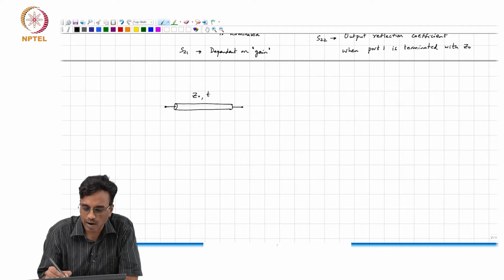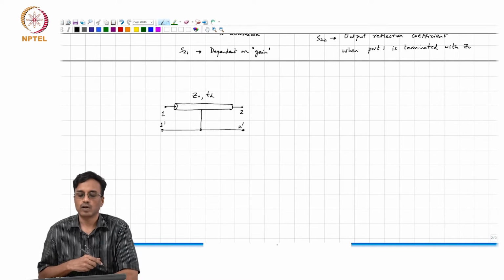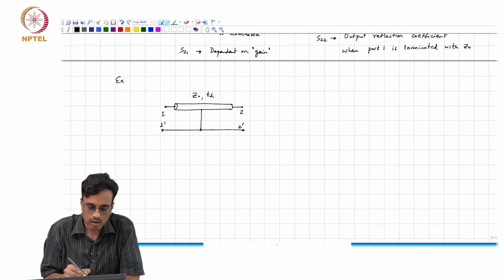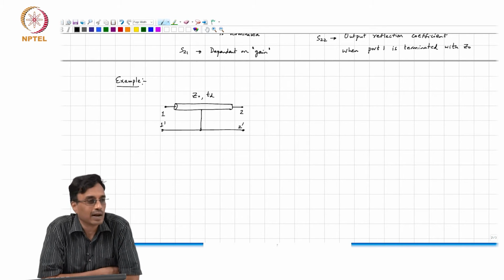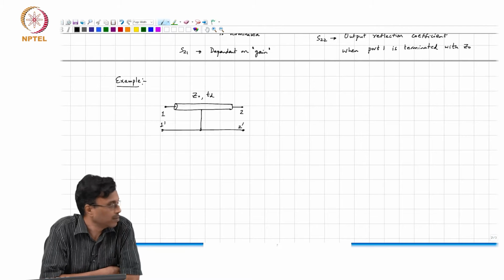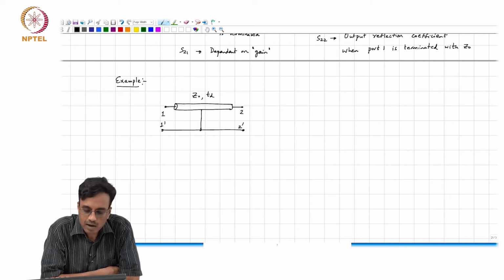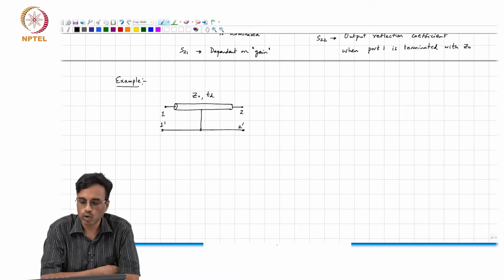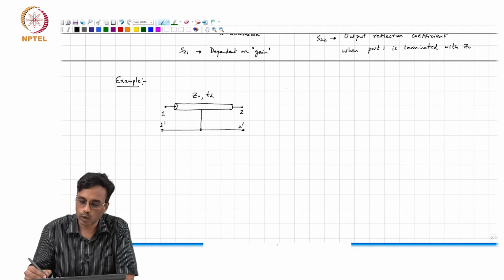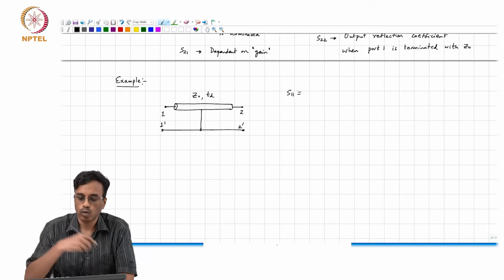So, let us say you have a transmission line of characteristic impedance Z0 and length Td, and you would like to find the S parameters of this guy. What do you think we should do? Well, to find S11, what would you need to do?